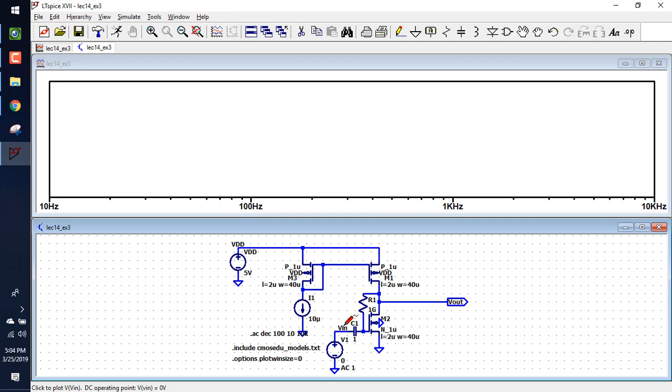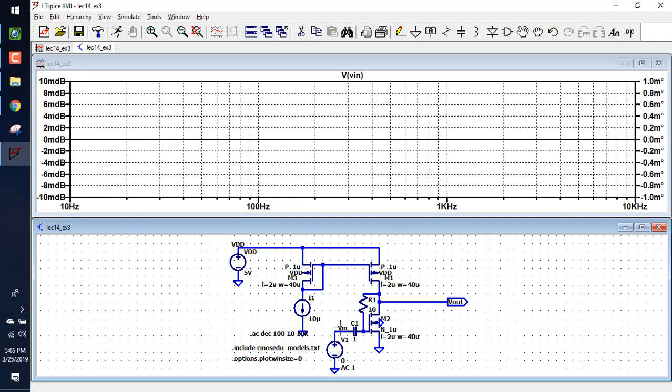What do you think is going to happen when I hit V in? What is V in? 1 volt peak, but what is it going to plot? 0 dB. 20 log of 1. Let's find out. Right. Any questions?